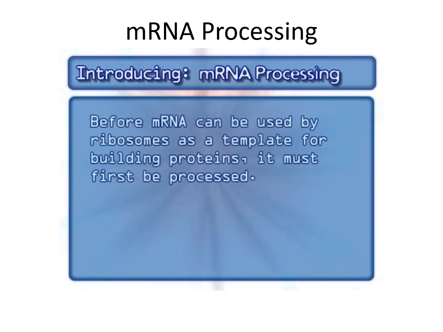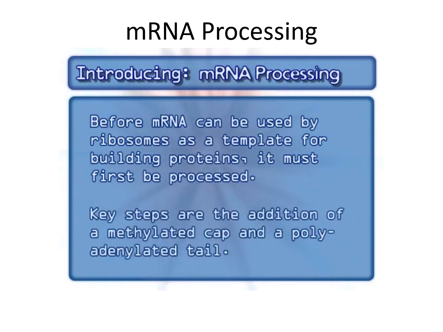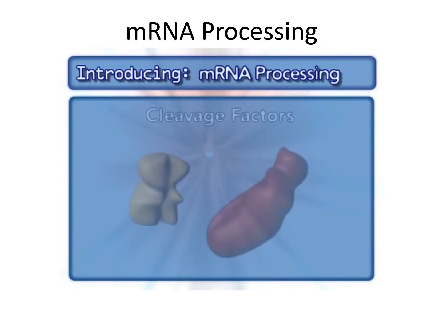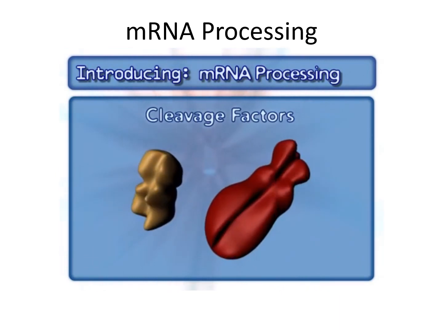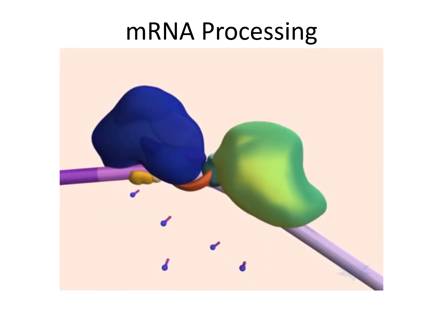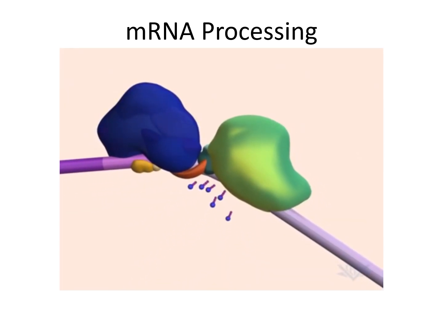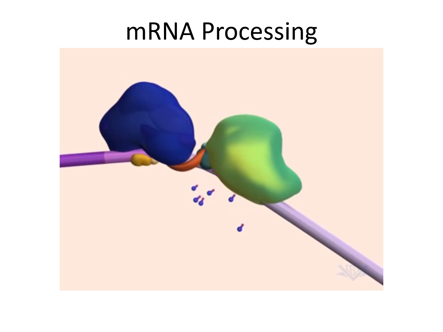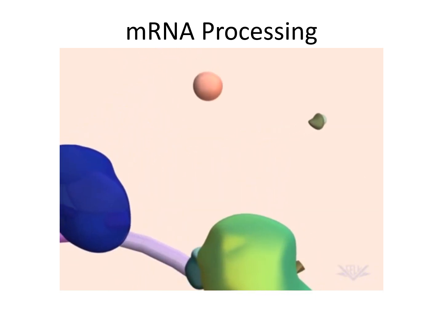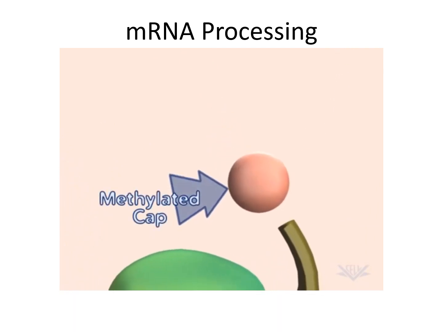Before mRNA can be used by ribosomes as a template for building proteins, it must first be processed. Key steps are the addition of a methylated cap and a polyadenylated tail. Involved in processing are RNA polymerase, cleavage factors, and poly-A polymerase. Processing of mRNA begins with transcription. Soon after RNA polymerase begins transcription, a methylated cap is added to the 5' end.